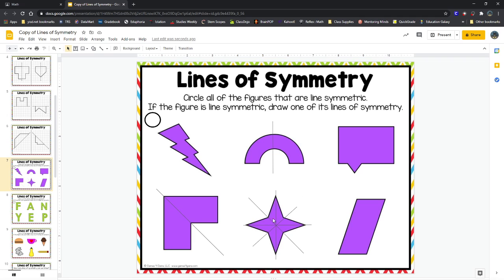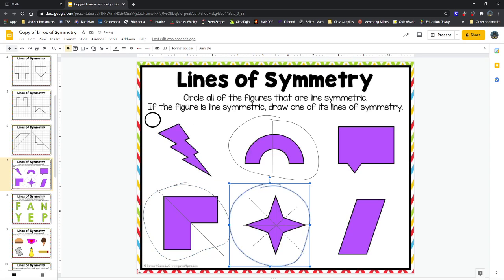But the only shapes that do have lines of symmetry here, I'm going to use my squiggle tool, or scribble, circle them, are my macaroni rainbow, upside down L, and my star. Those are the shapes on this page that have a line of symmetry.